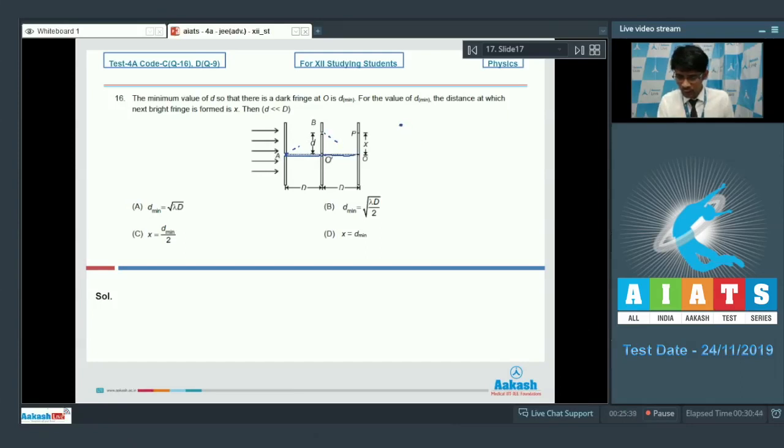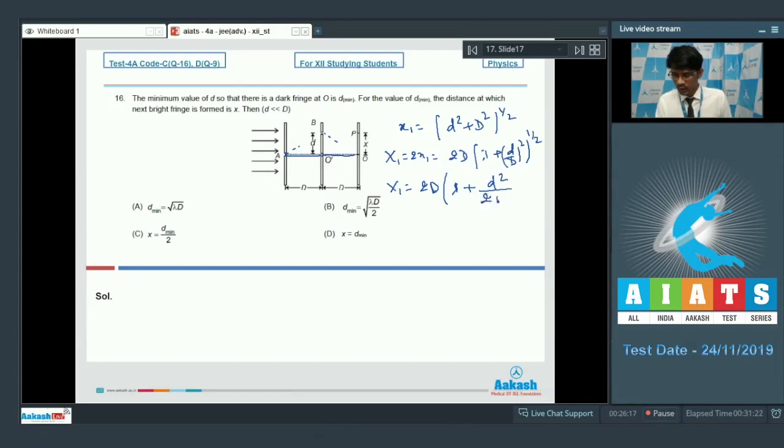So I would be writing down here the value of x1 to be equal to square root of d square plus D square, whole to the power 1 by 2. So from here to here, the total path would be twice of x1. So how much would it be? It would be 2D into 1 plus d divided by D whole square to the power 1 by 2, or approximately the value of x1 to be equal to 2D into 1 plus d square divided by 2D square. This is the path from here to here.